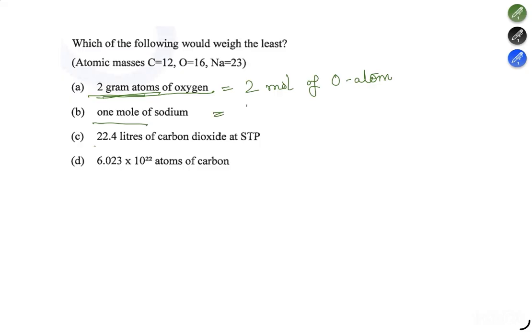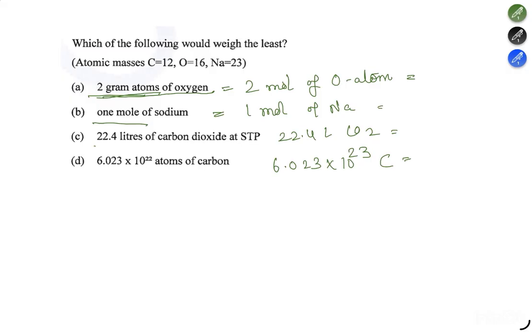Now 1 mole of sodium, 22.4 liter of carbon dioxide, and 6.023 into 10 raised to the power 23 atoms of carbon. So every unit, as they have given in moles, liter and number, we can convert into moles and we can calculate the mass of that.